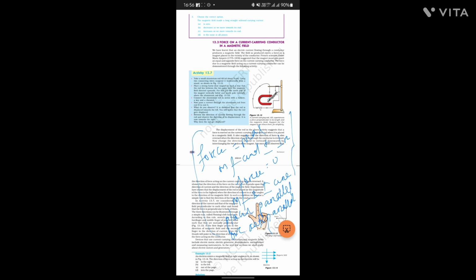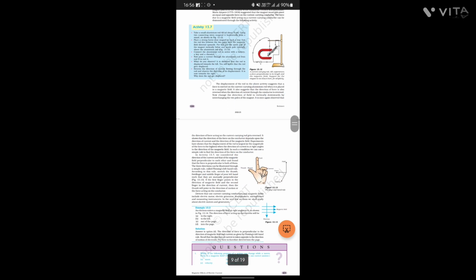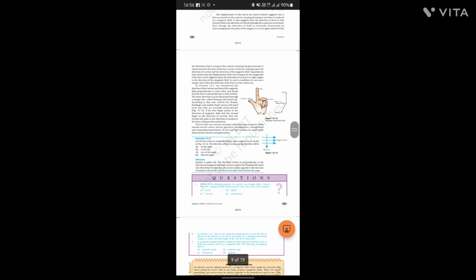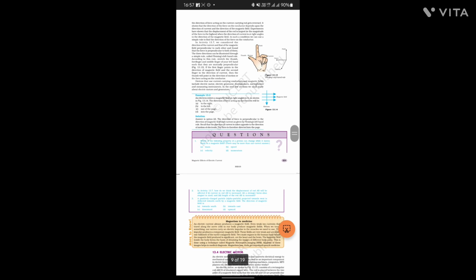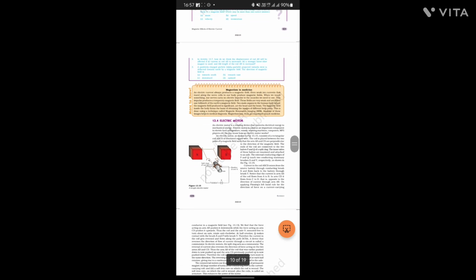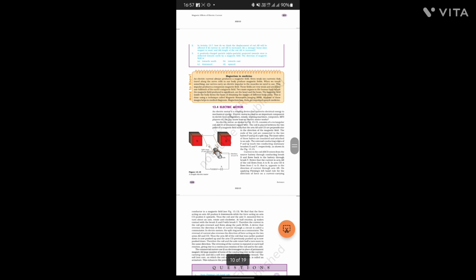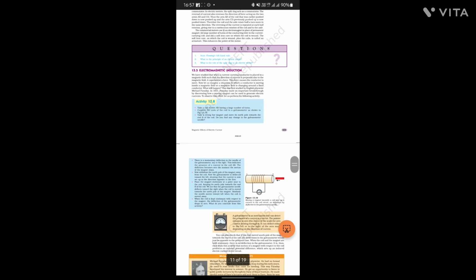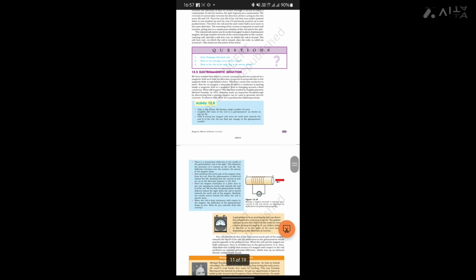Next, moving on, Fleming's left hand rule statement. You must be thorough with it. Again, example 13.2, go through it. Next important are the 2 MCQs, that is 1 and question number 3. Electric motor is not in your syllabus, so it won't come. Again, stating Fleming's left hand rule is an important one.